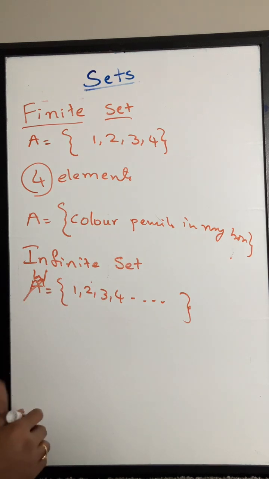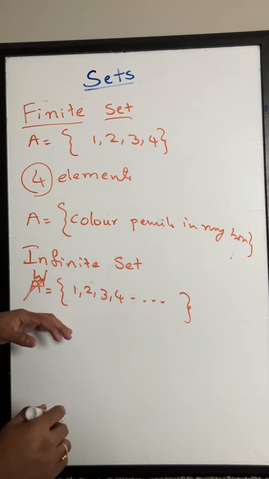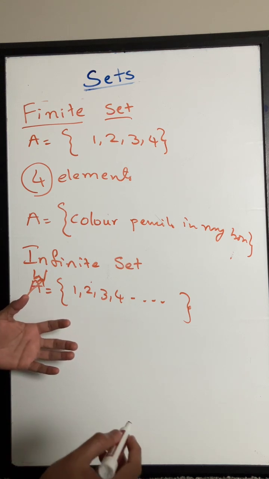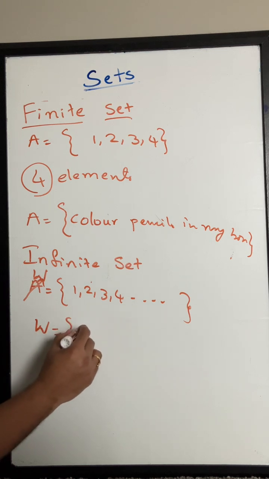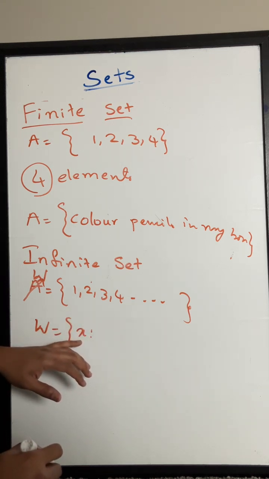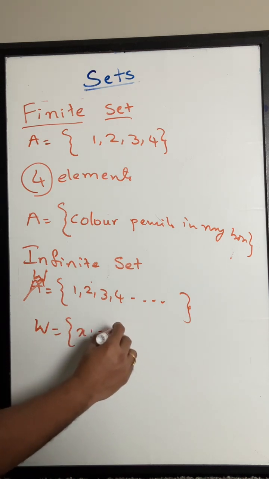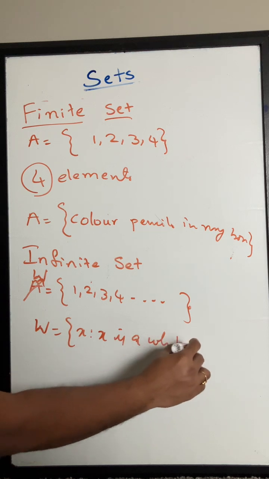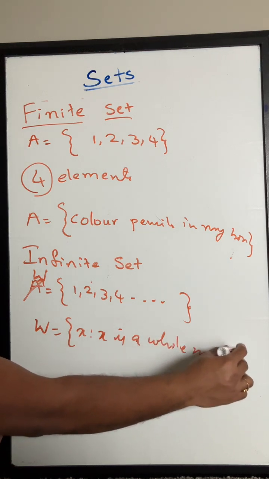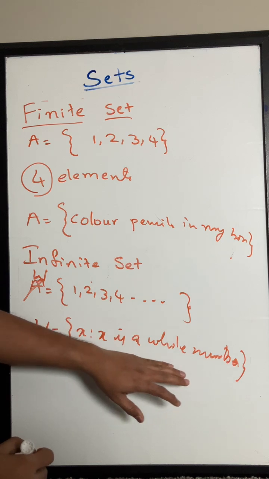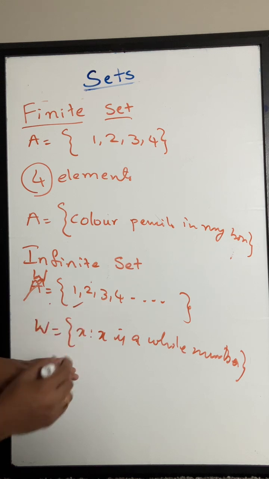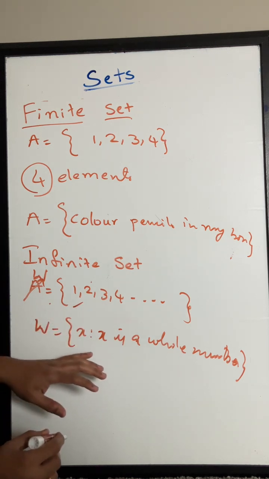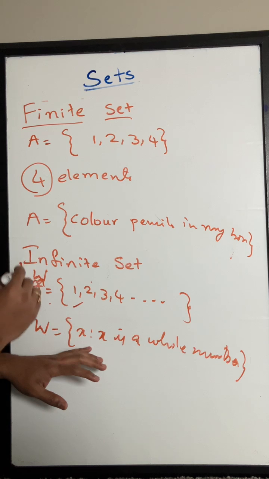Some people think that if you write it in set builder form, then it is not an infinite set. No. If you write the whole numbers in this form, the set of all x such that x is a whole number, it never stops, it will keep on going. If you want to write it in roster form, it will be like this, and in set builder form, it will be like this. So this is an infinite set.